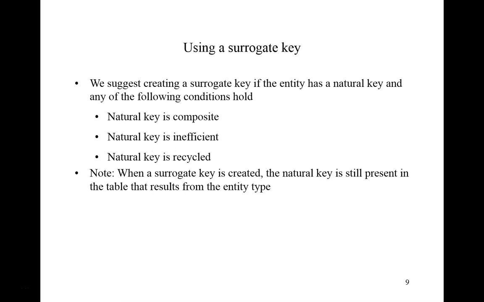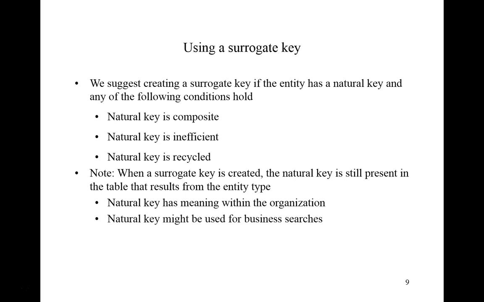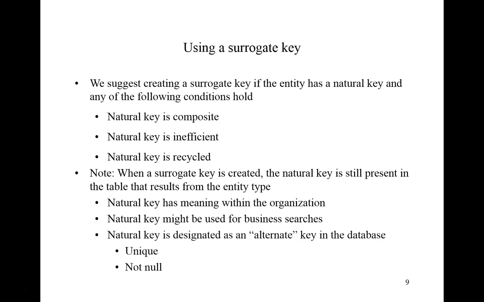When a surrogate key is created, the natural key is still present in the table. See, the natural key has meaning within the organization, so we don't want to remove it from the database. We're just not going to use it as the identifier. Notice that the natural key could be used for business searches. And furthermore, that natural key, because it was a candidate key, is designated as an alternate key in the database. That means we must define it with a unique constraint and also define it with a not null constraint.